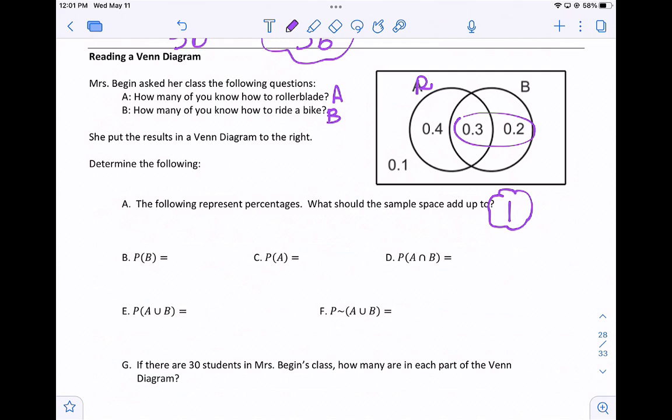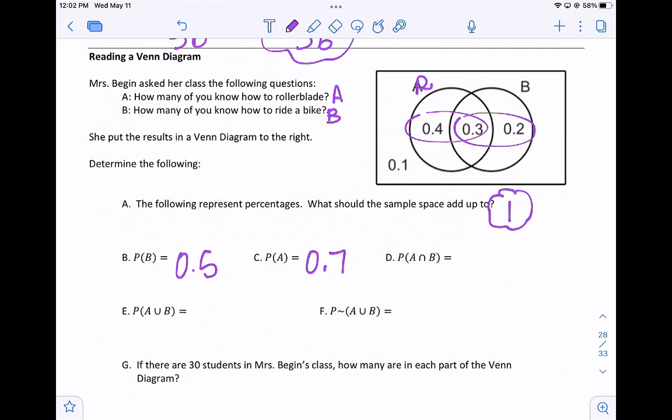So we're going to add up everything. They can rollerblade and bike, but also know how to bike. So that would be 50% of the kids in the diagram. How many know how to rollerblade? So again, we add up everything in the rollerblade circle, and that's 0.7.